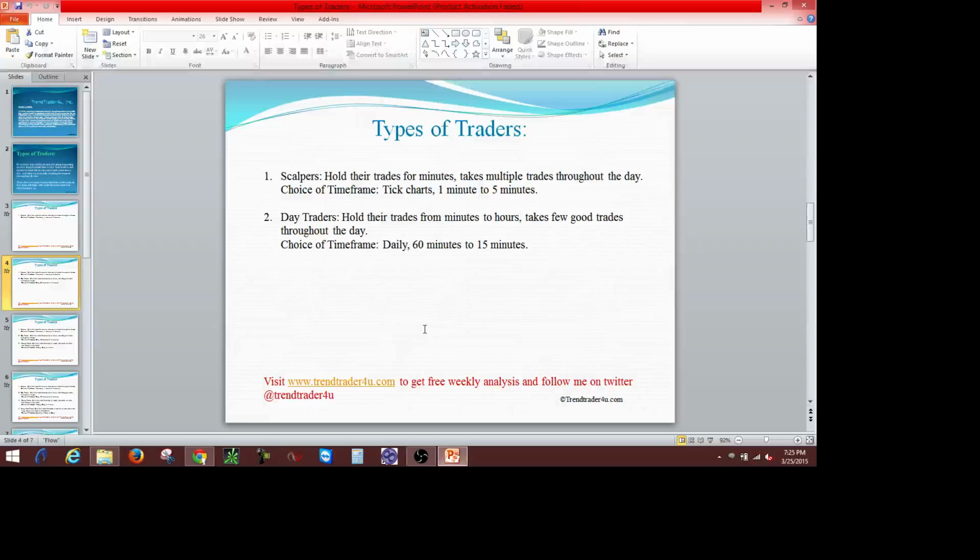So day trades hold from minutes to hours. But you take good trades, 2 to 3 good trades, depending on what stock you're trading, gap ups or gap downs, or something could be just starting a swing or something, right? So those are the day traders. That's where we fall in, and we called a bunch of trades today.